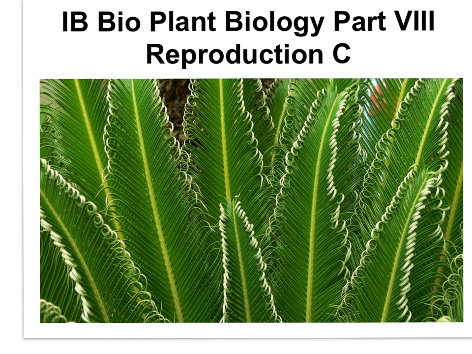IB Bio, Plant Biology Part 8, Reproduction C, will focus on the seed, its structure, and the conditions under which the seed germinates. The essential idea is reproduction in flowering plants is influenced by the biotic and abiotic environment.